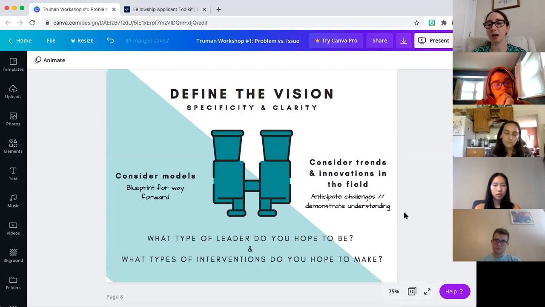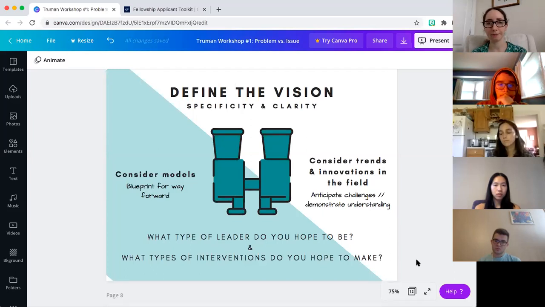You have an understanding of who are the people who are doing this work. So you were already going to do so much of the legwork or groundwork for your application, and doing this kind of thinking about what that future vision might look like. So once again, this gets into what type of leader do you hope to be, and what types of interventions do you hope to make?